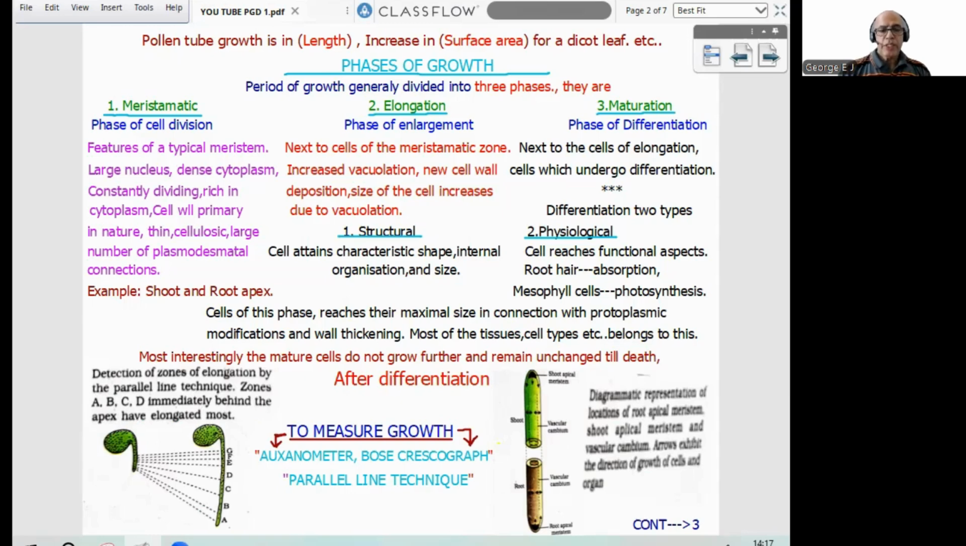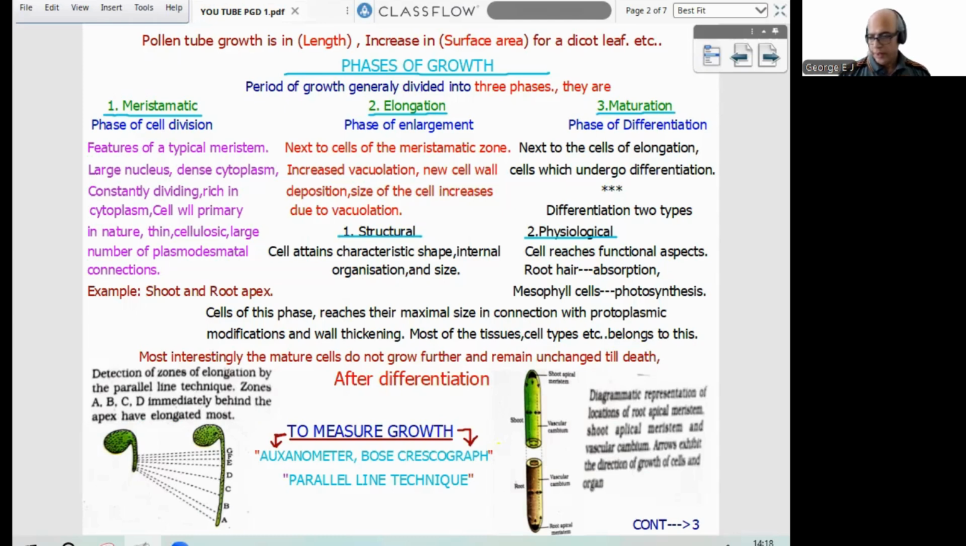And cells of the differentiation phase reach their maximal size in connection with protoplasmic modification and wall thickening. Most of the tissue and cell types in a plant belong to this third category, that is the maturation phase. Now comes the next aspect. Most interestingly, once cells reach maturation, they do not grow further and remain unchanged till death.